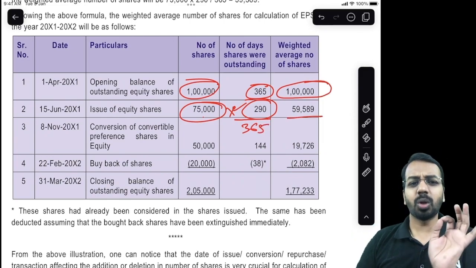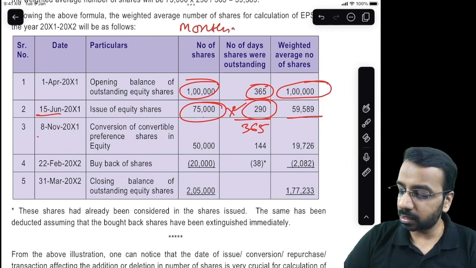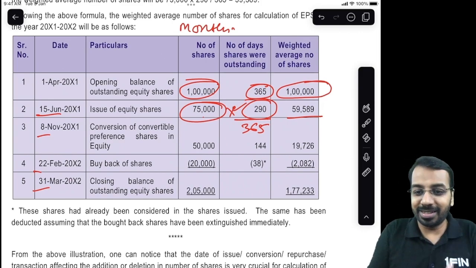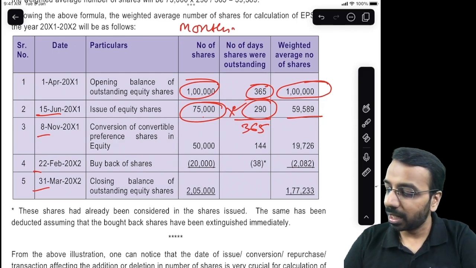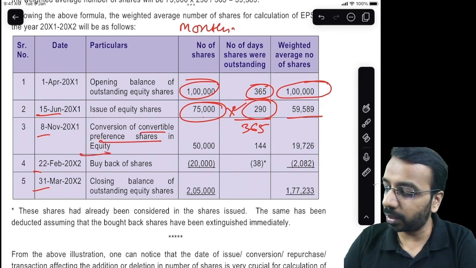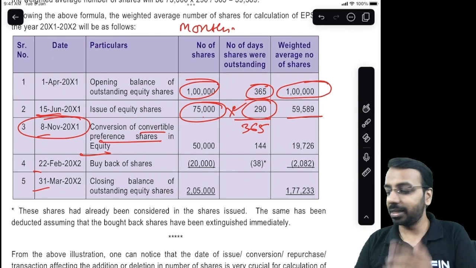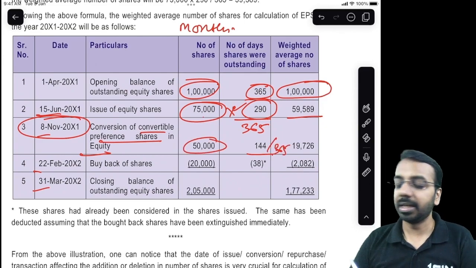In examination, normally you can do months basis also. But here, because some fractional dates are given, we are doing by 365. So why not 366? We don't know whether it is a leap year or not, right? Then conversion of convertible preference shares into equity on 8th of November. So from 8th of November till 31st of March, how many days are there? 144 days are there. So 50,000 into 144 divided by 365.